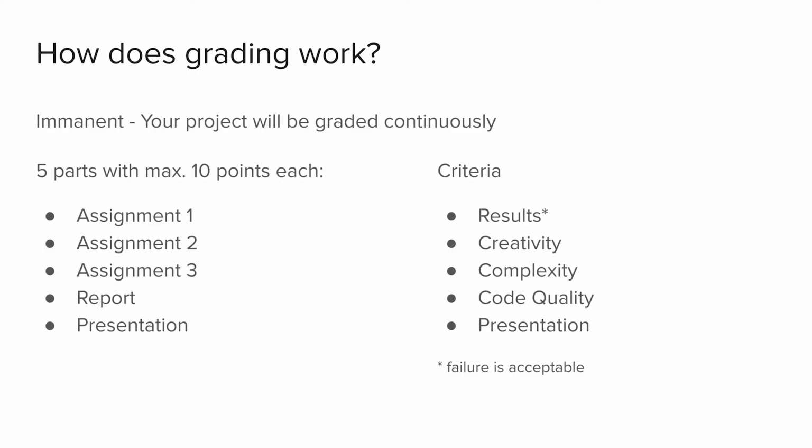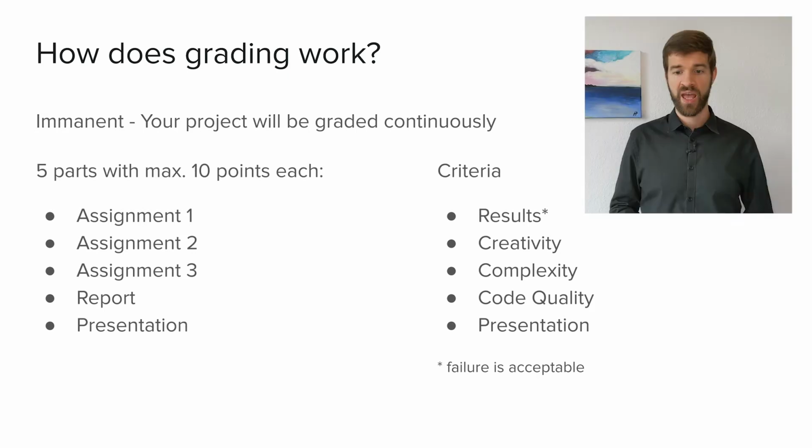How does grading work in the course? The grading will be immanent, so your project will be graded continuously throughout the course. You have 3 assignments, the report and the presentation at the end, and each of these 5 parts will give you up to 10 points. And the criteria by which you will be evaluated is obviously the result, what you've achieved, but I would also like to give points for creativity, complexity, and also something that is not that common in many university courses, code quality and your presentation.